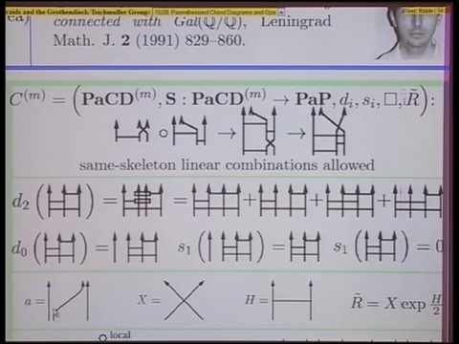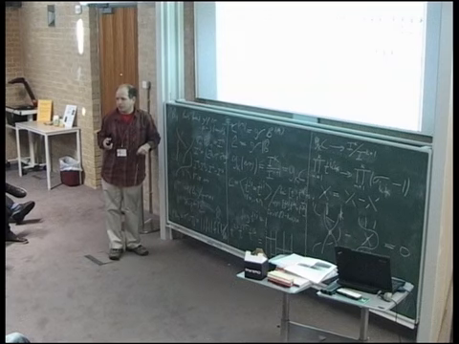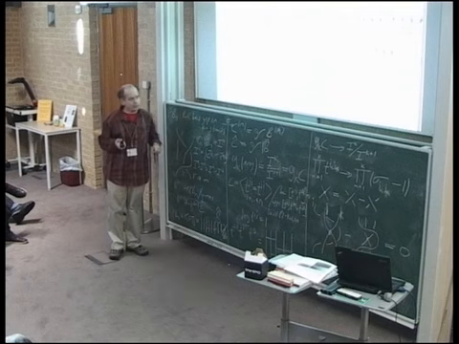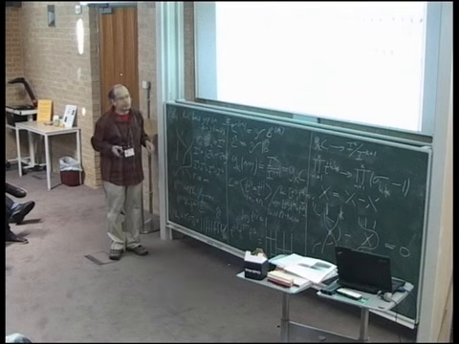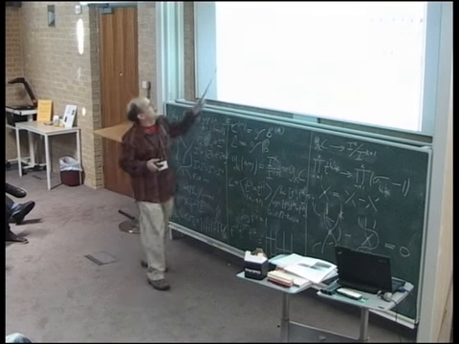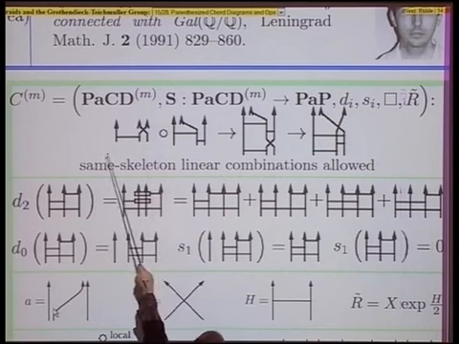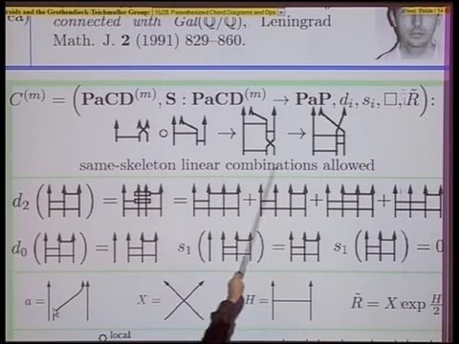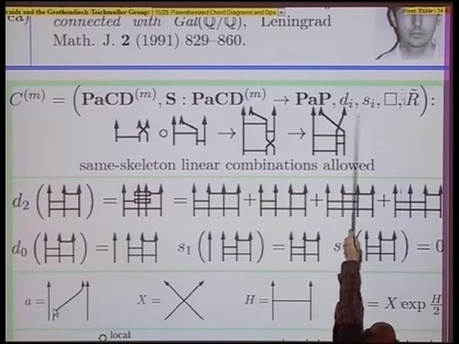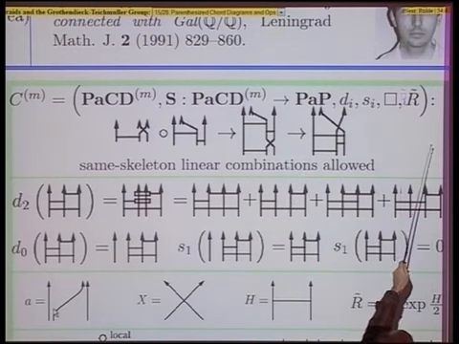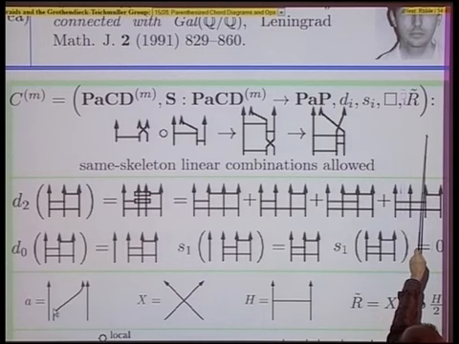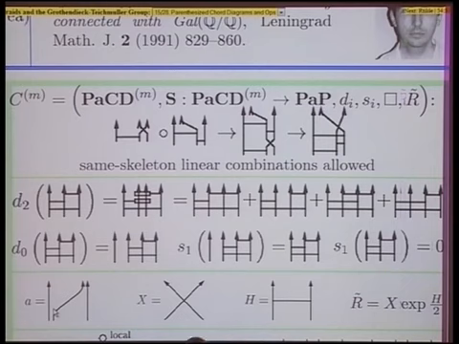This has to be modded out by the same relation as in the pure braid case, and the proof of these relations is the same proof. Now, on that category of parenthesized chord diagrams, there are operations di, si, box, which I will not discuss, and a standard basis element, R tilde, which I will discuss. So first of all, what are di and si?